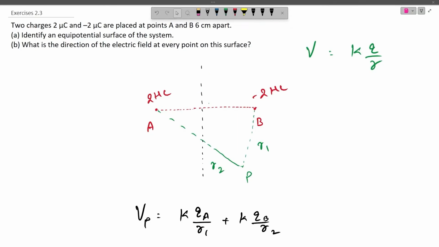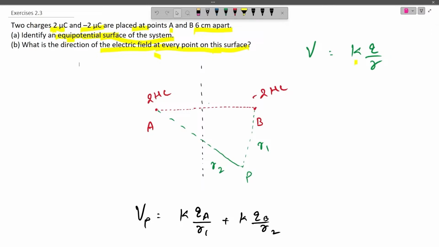The question says that two charges 2 microcoulomb and minus 2 microcoulomb are placed at points A and B 6 centimeter apart. Identify an equipotential surface of the system and what is the direction of electric field at every point on this surface. Now we know that electric potential is defined at a distance r from the charge q as kq by r. Now here a term used is equipotential surface.